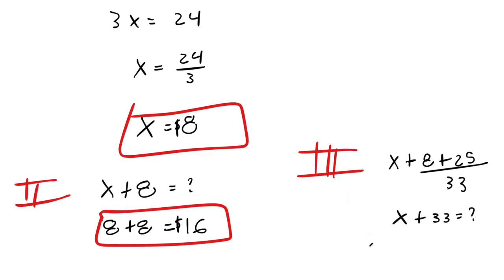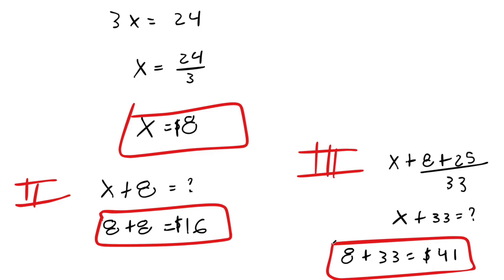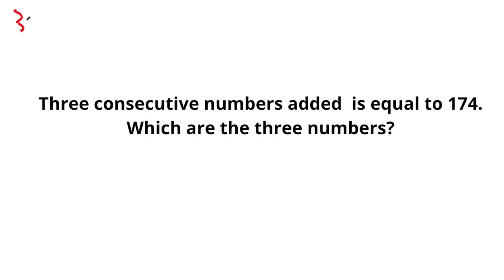So we already knew that X is equal to 8. Right? So 8 plus 33 is equal to 41. And so that would be the cost of our shoes. What have we found? We have found the folder, the notebook, and the pair of shoes. How about that? Let's pass to the third problem, which is: 3 consecutive numbers added is 174.